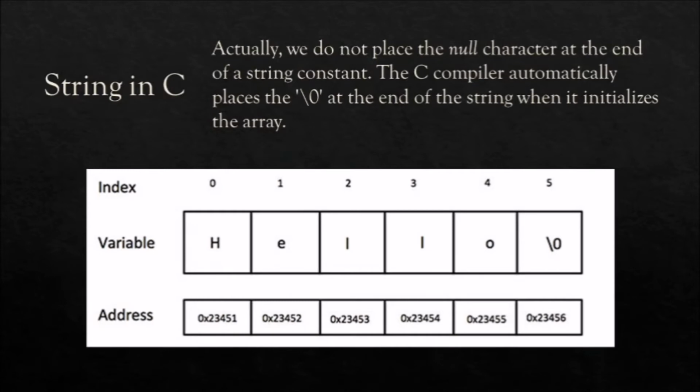So here there is a demonstration of how a string is stored. The indexes are 0, 1, 2, 3, 4, 5, and h is stored at index 0, e is stored at index 1, and sequentially it is stored. And the address specifies the particular memory location of that character. Okay, so now let us see how we can implement this string in our C program.